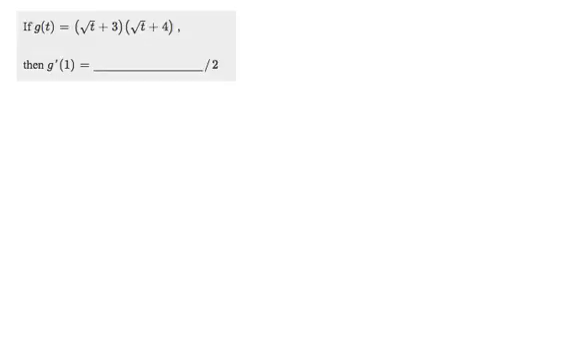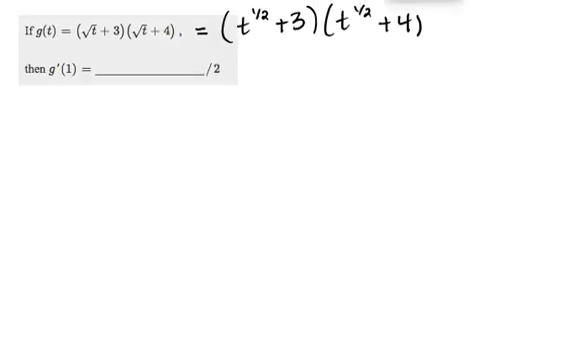In this problem, we want to find the derivative of this function, which is the product of the square root of t plus 3 times the square root of t plus 4. Since there's not a derivative rule for square roots, we first rewrite this as t to the 1/2 plus 3 times t to the 1/2 plus 4. That way we can use the power rule when we get to t to the 1/2, or square root of t.